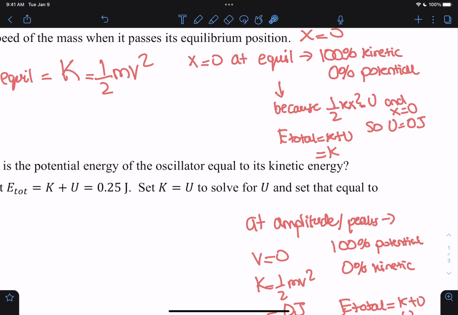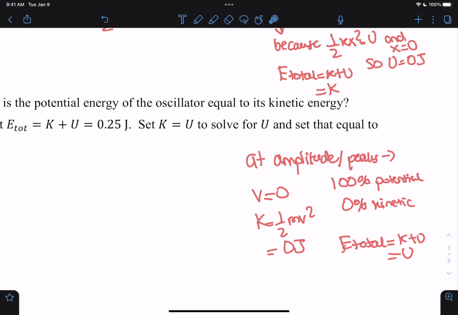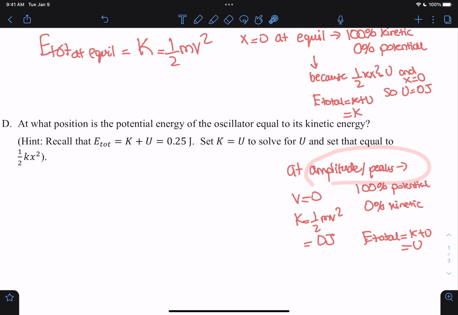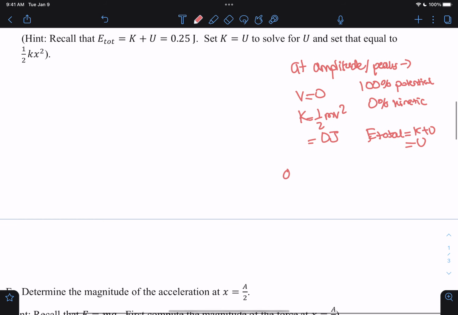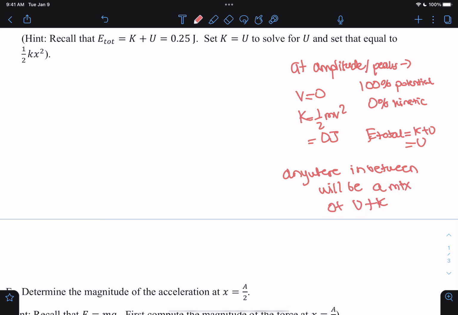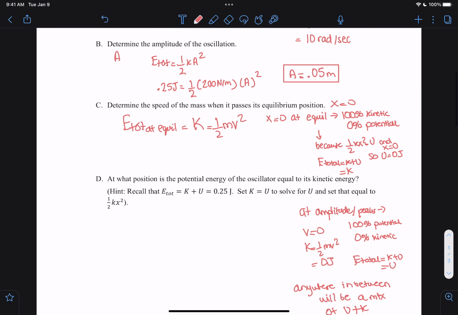So at equilibrium, at x equals 0, it's 100% kinetic, 0% potential, because you're not compressing at all. Half kx squared is equal to 0 joules, so your E total is just made up of kinetic. At your amplitude, or your peaks, you're not moving at all, you're keeping it stretched. It's all potential, 0 kinetic. So total energy is just made up of potential at that point. And then anywhere in between will be a mix of potential and kinetic. Make sense?